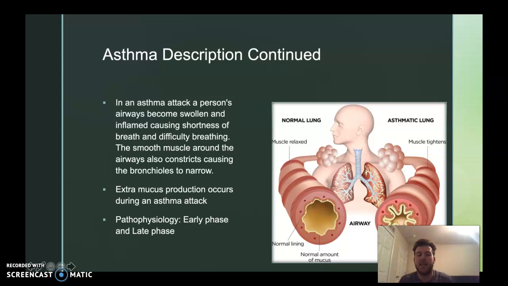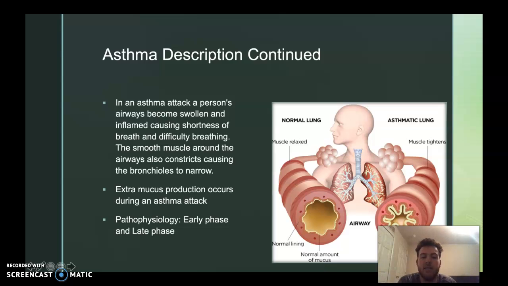Moving on to the pathophysiology of asthma. In an attack, a person's airways are becoming swollen and inflamed. This causes shortness of breath and difficulty breathing. The smooth muscle around the airways also constricts, causing the bronchioles to narrow. There's also extra mucus being produced during an asthma attack. And as you can see in this picture, it shows a normal lung versus an asthmatic lung with the swollen lining of the airways, along with the excess mucus and the smooth muscle tightening.